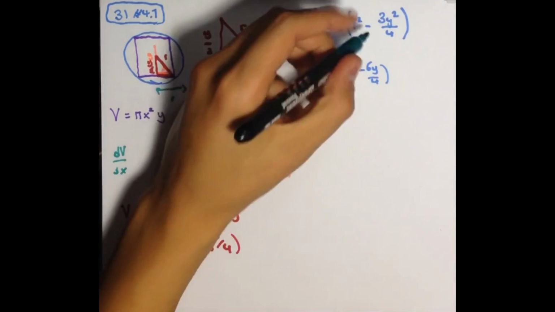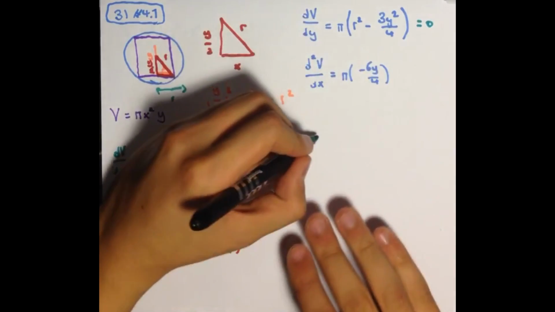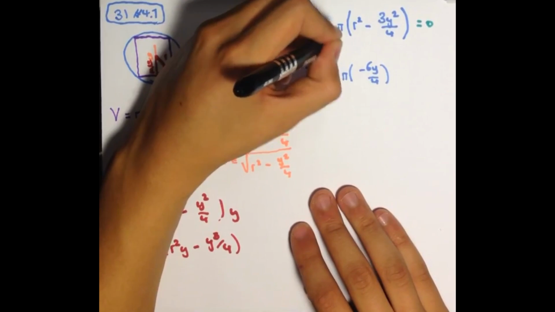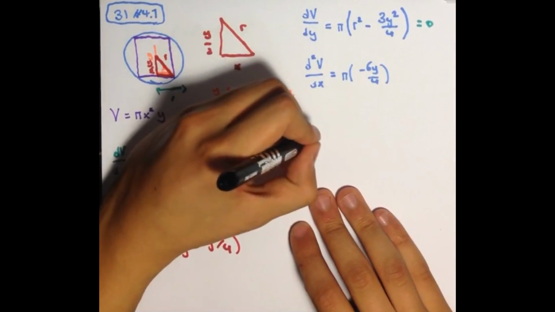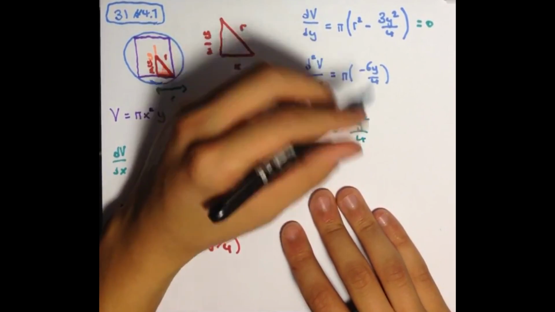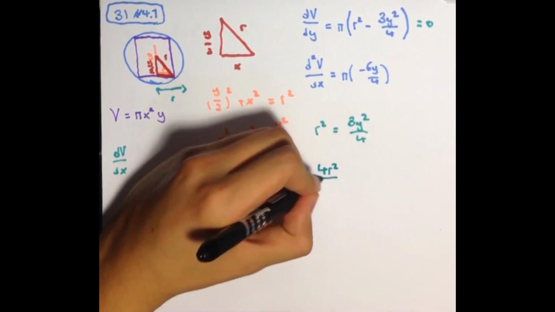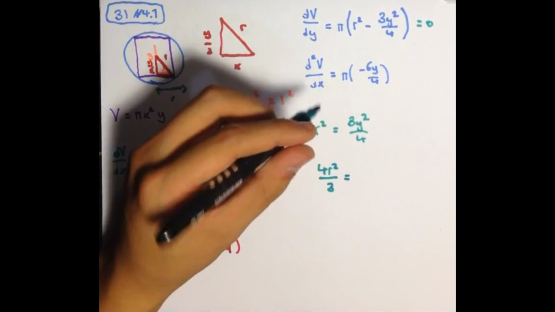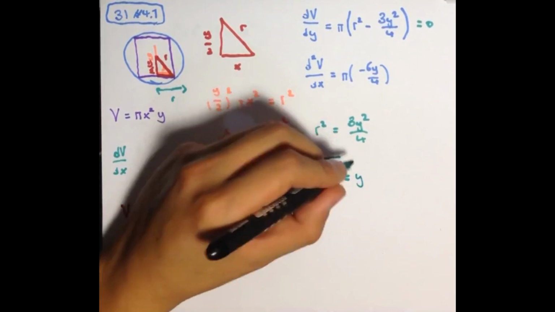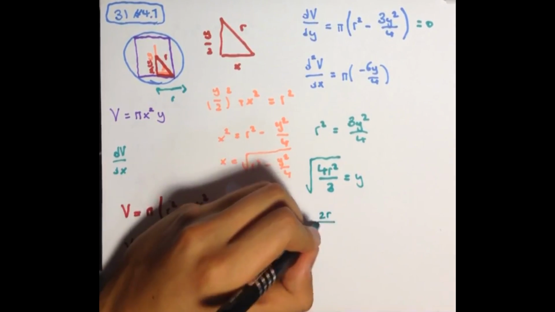So go back into here and solve for y. Let's set it equal to 0. Solve for y. The constant's not really important, or we can say we want to divide everything by pi. So we'll have r squared is equal to 3y squared divided by 4, and solve for y. Multiply first the constant, so we'll have 4r squared divided by 3 is equal to y squared. Take the square root of everything, it's equal to y, and then simplify it. Square root of the numerator will be 2r, denominator will be root 3.